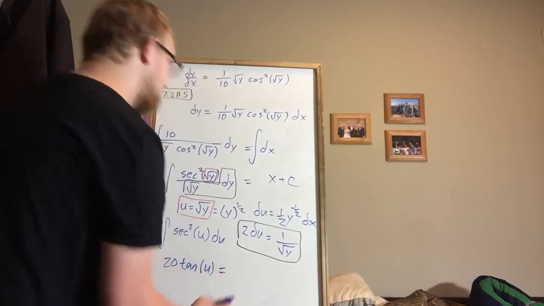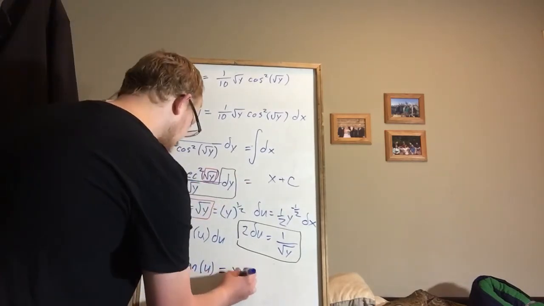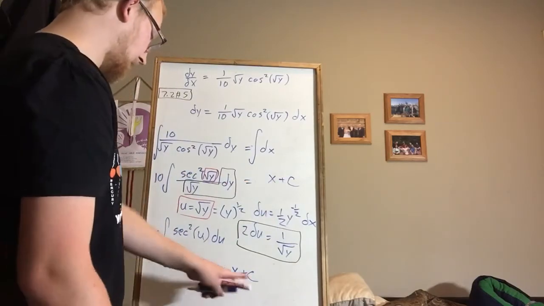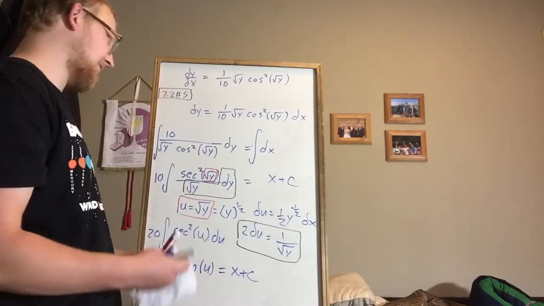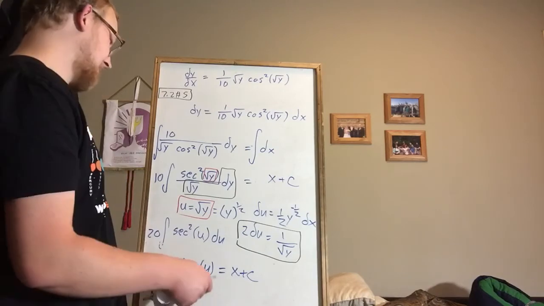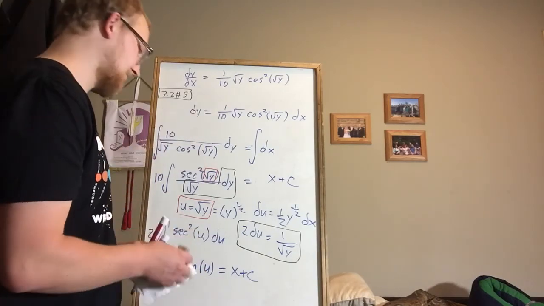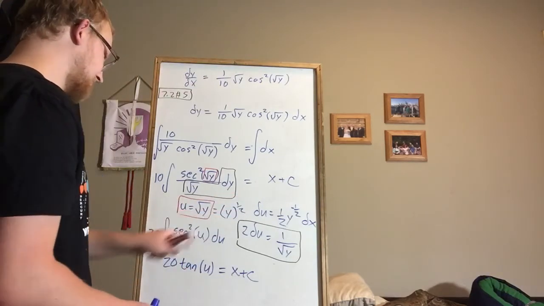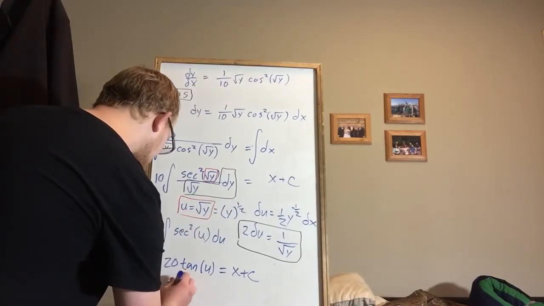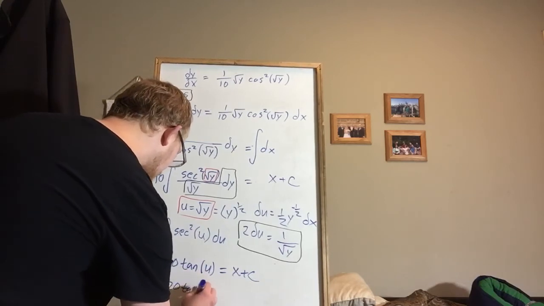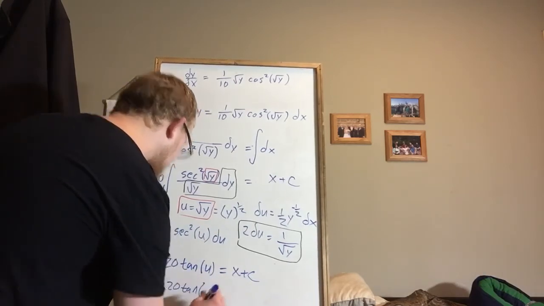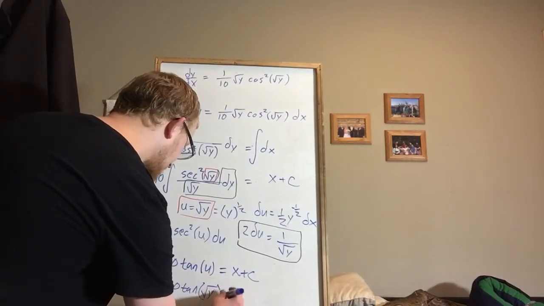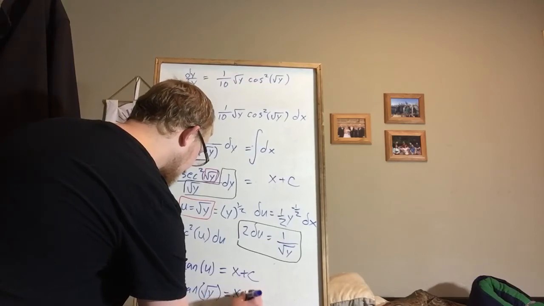And then remember on this side we have equals x plus c. The other side is still equating to this side. So the only thing we have to do now is, the problem didn't ask in terms of u, it asked in terms of y and x. So now we're just going to plug back in our substitution here. So 20 tangent of u, which of course we chose to equal square root of y, equals x plus c.